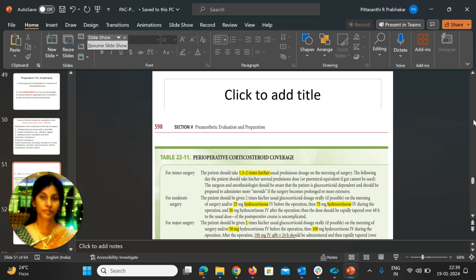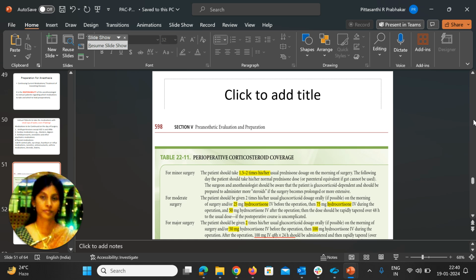If the patients are using corticosteroids, then for minor surgery, the patient should take 1 to 2 times his or her usual prednisolone dosage on the morning of surgery. The following day, the patient should take his or her normal prednisolone dose. The surgeon and anesthesiologist should be aware that the patient is glucocorticoid dependent and should be prepared to administer more steroids if the surgery becomes prolonged or more extensive.